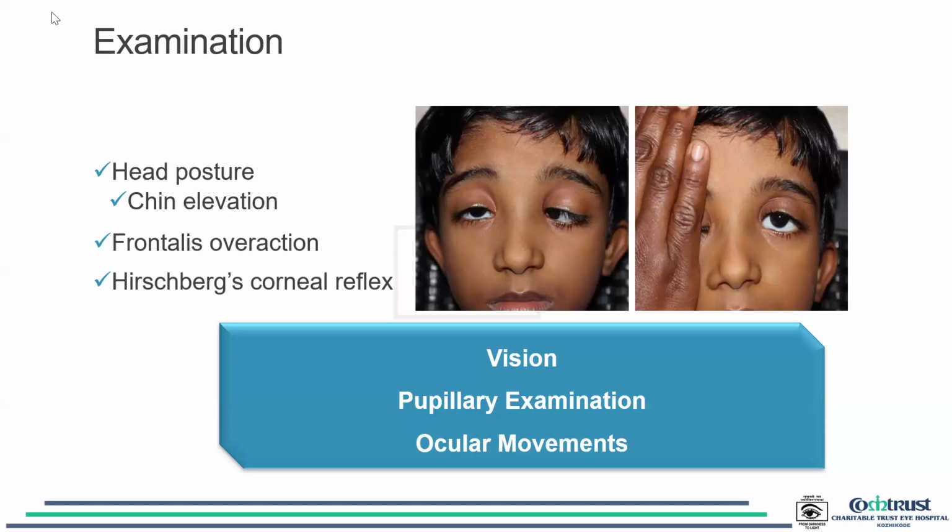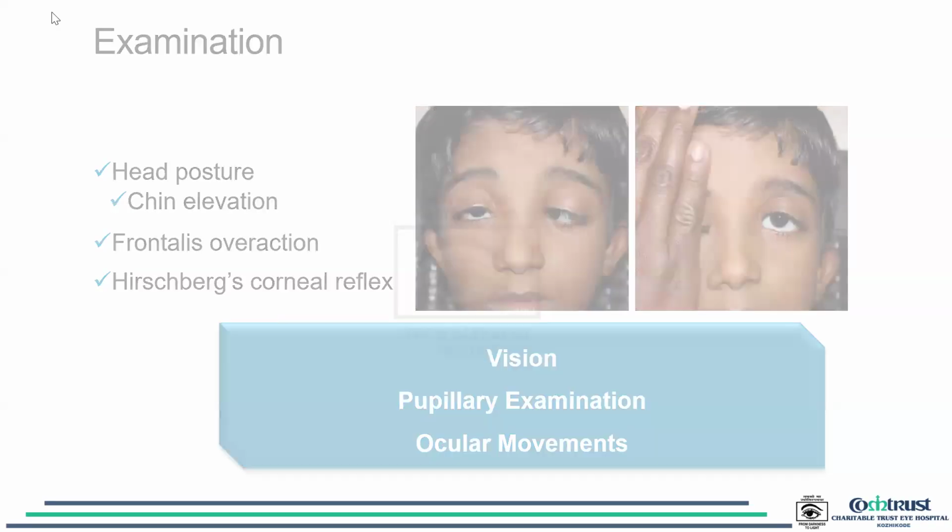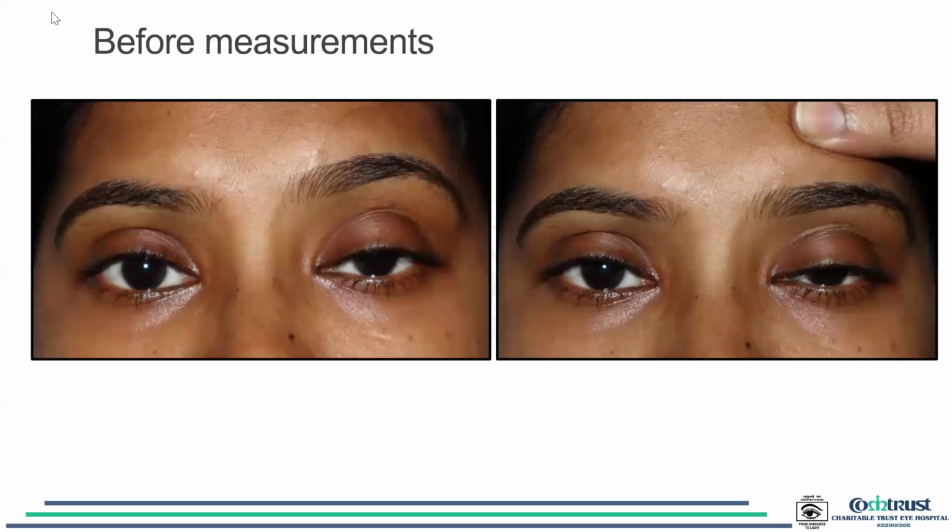Pupillary examination, such as in Horner syndrome, in third nerve palsy, and ocular movements to look for monocular elevation deficiency or third nerve palsies. So once you have seated the patient comfortably at your eye level with the head faced in a primary gaze, the next thing that you need to know is to negate the frontalis action. By doing that, you can clearly see how your measurement has changed.